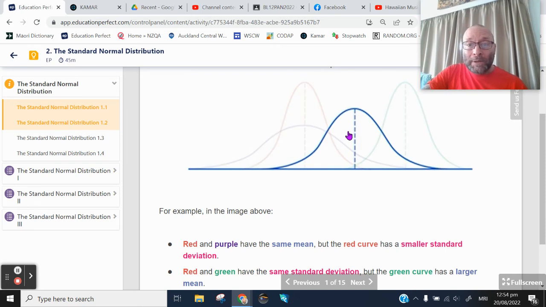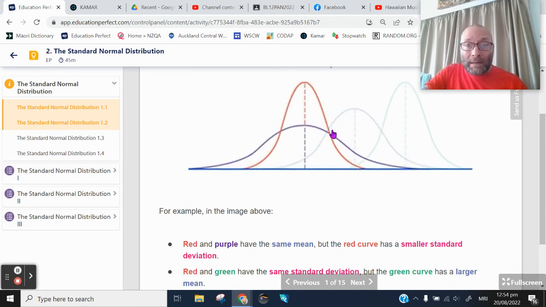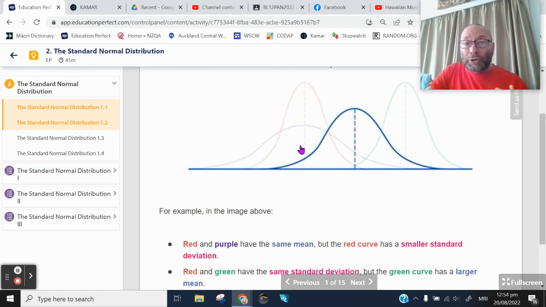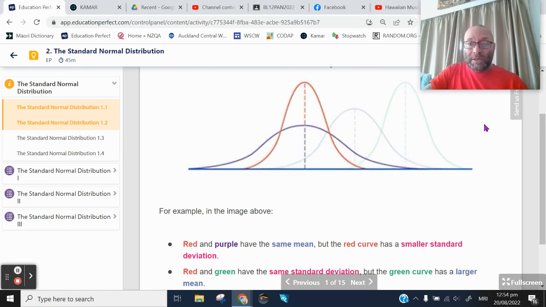Let me just get to that one. The red and the purple right there. They've got the exact same mean. We can see there their mean is the same, but the purple one is way more spread out compared to the red one. The red one is much narrower and taller, so the red one is less spread out, stating that the red one has got a smaller standard deviation compared to the purple one.